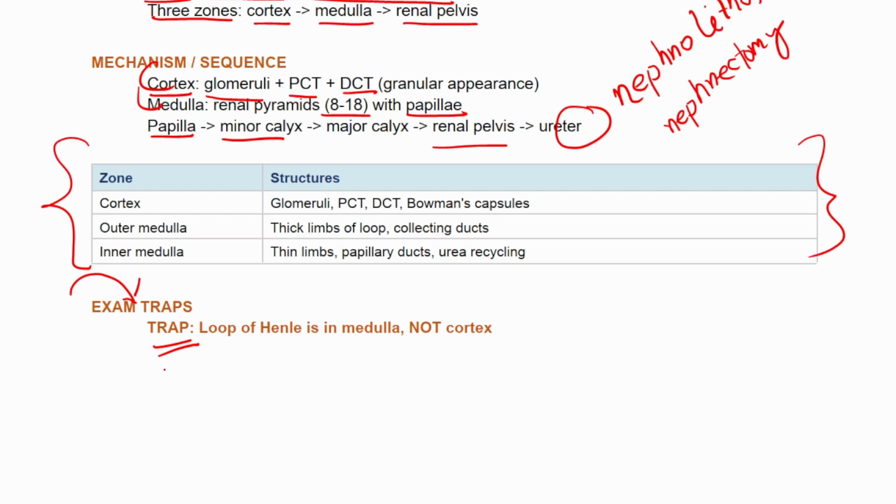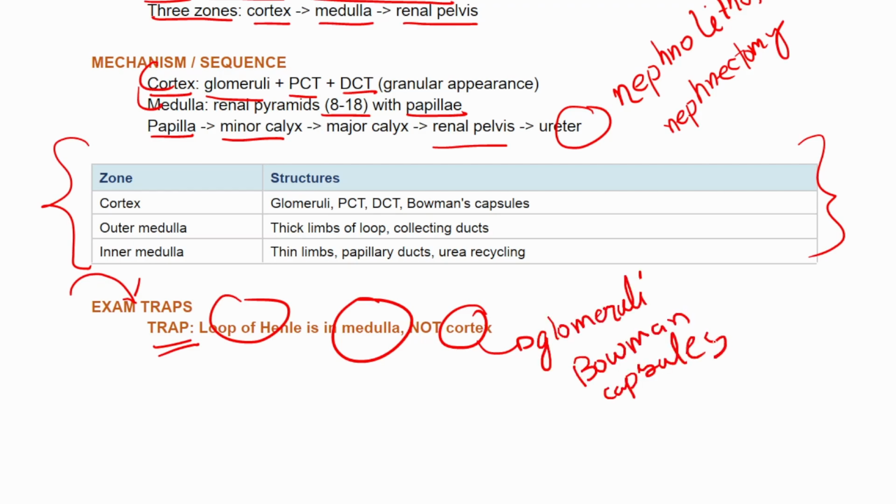The first trap is attempting to misplace the components of nephron across the gross anatomical zones. Examiners will frequently write tricky true or false questions claiming that the loop of Henle is found within the renal cortex. You must remember this absolute structural rule. The loop of Henle is located in the medulla, not the cortex. The cortex contains only the glomeruli and Bowman capsules and the convoluted portions of the tubules, while the loop of Henle drops down into the pyramids to facilitate the concentration gradient.